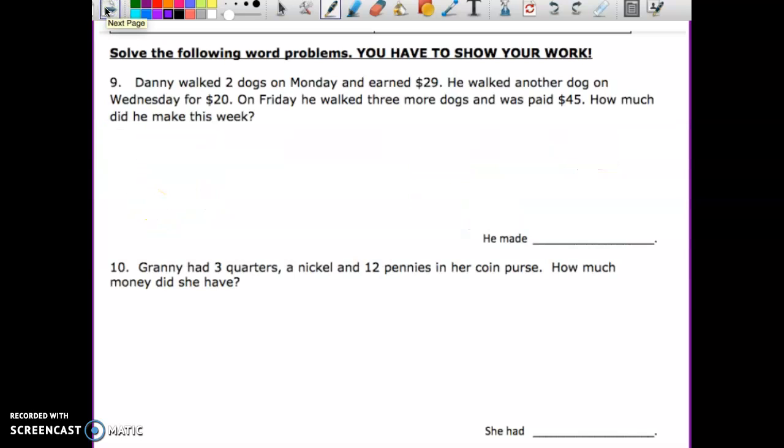Then we move on to some word problems, and we said that they have to show their work. So Danny walked 2 dogs on Monday and earned $29. He walked another dog on Wednesday for $20. And on Friday, he walked 3 more dogs and was paid $45. How much did he make this week?